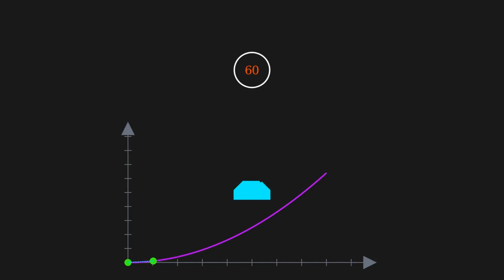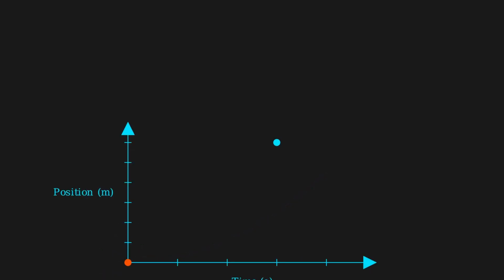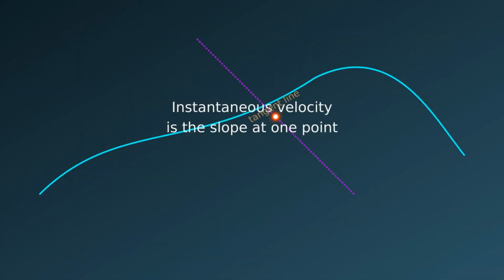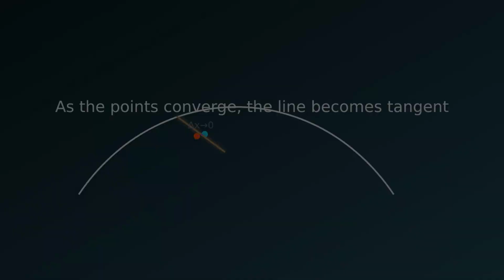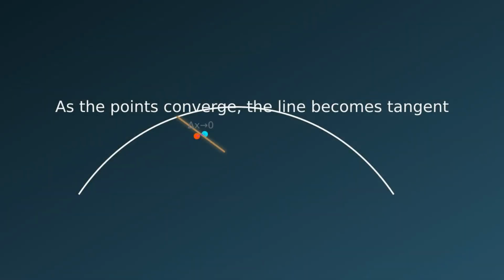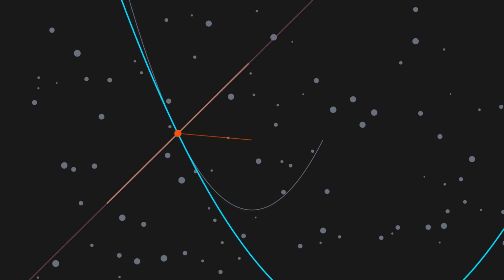The best way to see this is with graphs. On a position versus time graph, average velocity is the slope of a straight line that connects 2 points. Instantaneous velocity is the slope of the tangent line at just 1 point. As you bring those 2 points together, the line between them starts to look more and more like the tangent. Eventually, as the time interval vanishes, that line is the tangent itself. And that tangent gives you the exact rate of change at that instant. It's just like zooming in on a curve until it looks straight.